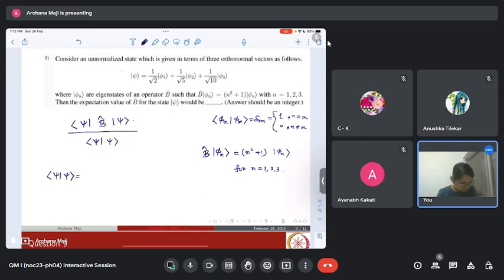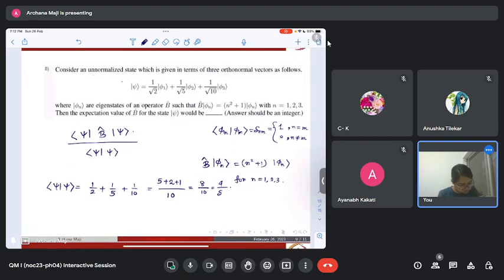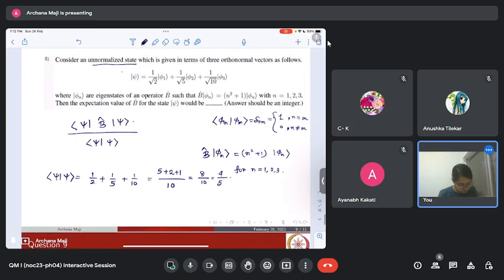Psi inner product, if you take, what are you getting? Half plus 1 by 5 plus 1 over 10, right? So that is 8 by 10, which is 4 by 5. Okay, yeah, then phi, psi.